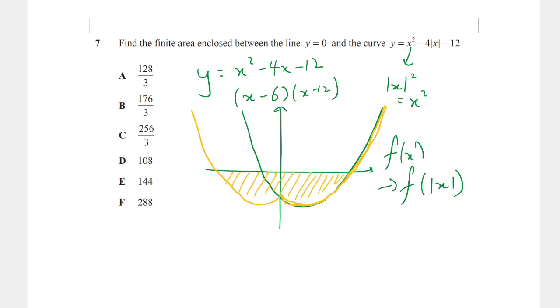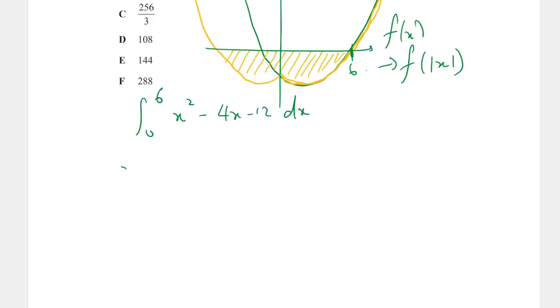Okay, and because it's a reflection in the y-axis, I can just find the area on the right-hand side and multiply by 2. So off we go. You integrate from 0 to the root, which is 6, remember? 0 to 6 of the original quadratic. You don't need to integrate with the absolute value, dx. Now this becomes horrible integration, which I'm very bad at, as you know. I always make a mistake somewhere. So a third x cubed minus 2x squared minus 12x, and you sub in 6 and 0.